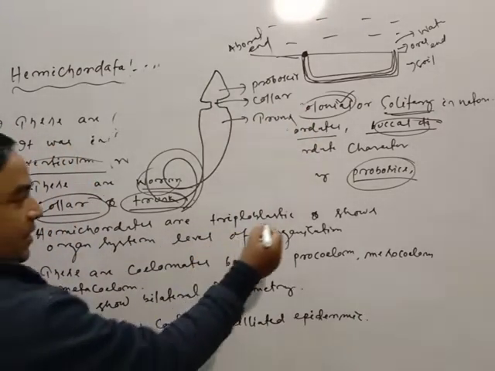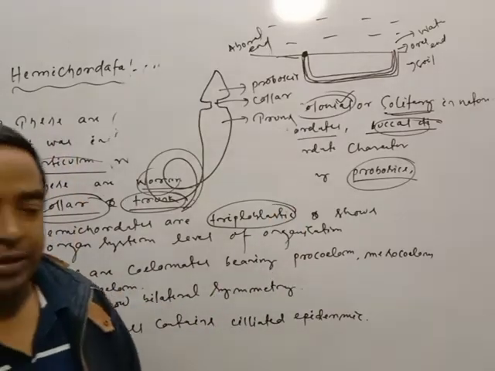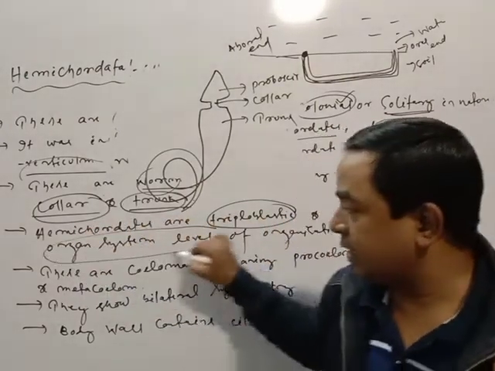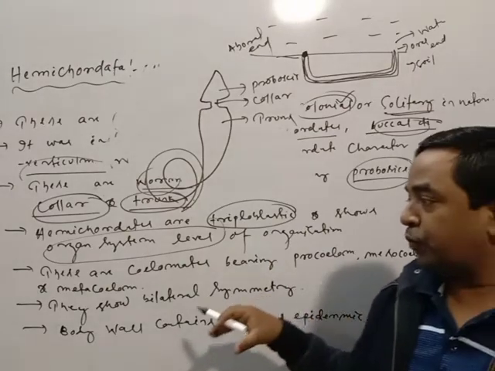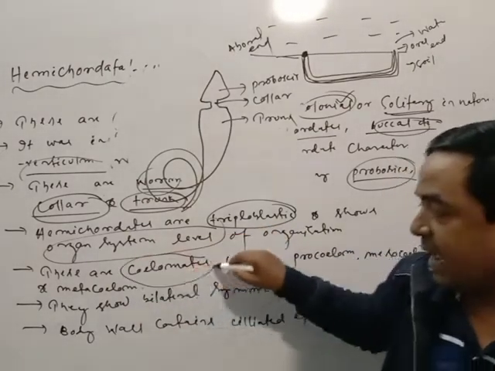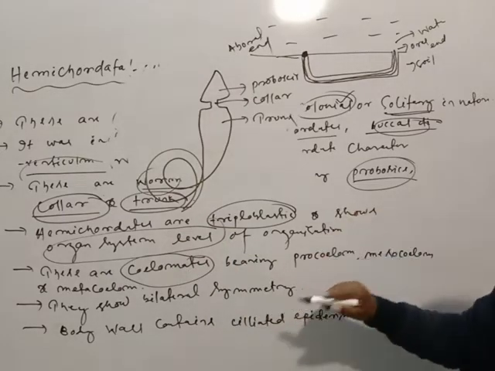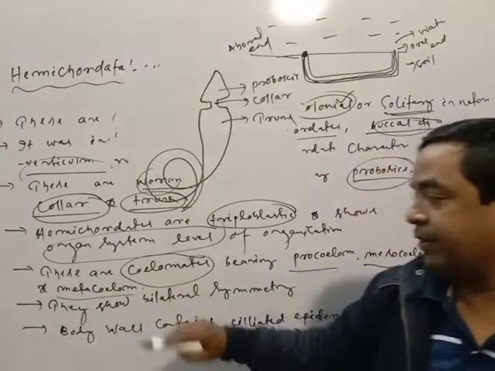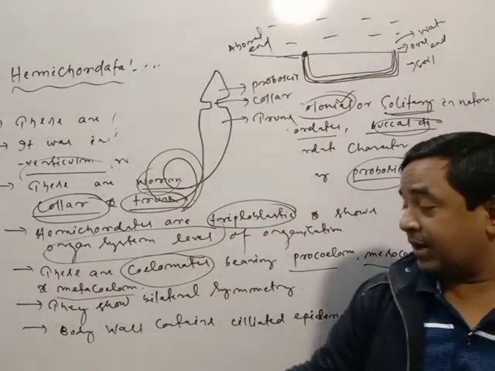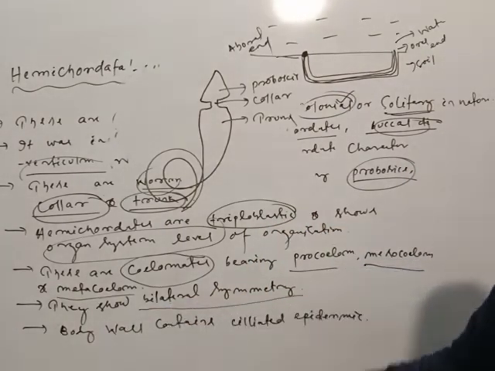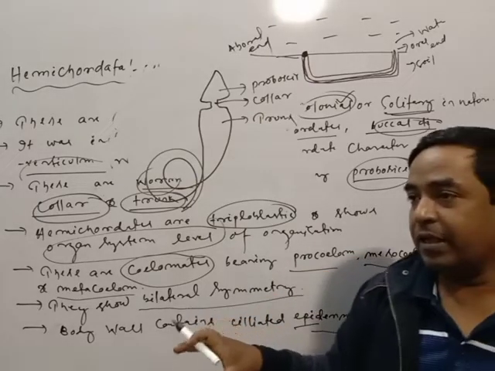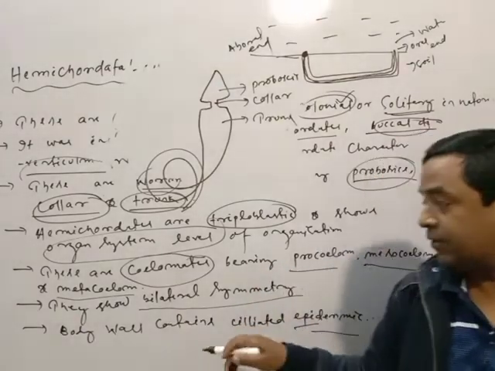Hemichordates are triploblastic. They contain three germ layers: ectoderm, mesoderm, and endoderm. These are embryonic layers, and they show organ system level of organization, so a definite physiological function is grouped with a number of organs. These are coelomates, having a definite body cavity, categorized as anterior procoelom, middle mesocoelom, and posterior metacoelom. The left and right sides look alike, so they show bilateral symmetry. The body wall contains ciliated epidermis. Epi means outer, derma means skin. So the outer epidermis contains finger-like outgrowths called cilia.